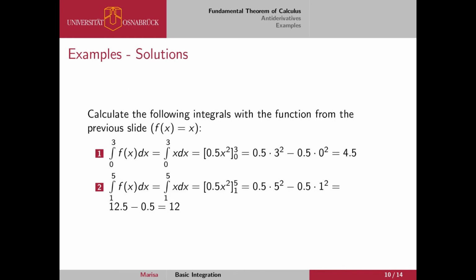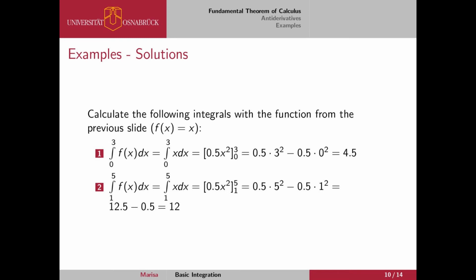Here you can see the solution to the two tasks. Let's discuss them together. In the first example, we had the integral from 0 to 3 of f of x dx. In the first step, we will replace the f of x by our function. In our case, this is simply x. So now we have the integral from 0 to 3 of x dx. In the next step, we will calculate our antiderivative and place it inside of the squared brackets, as you have seen on slide 8. Luckily, the antiderivative was already given, so we can simply use it here.